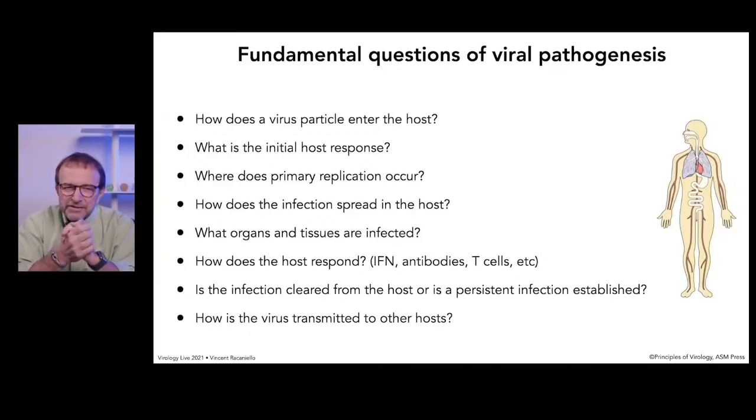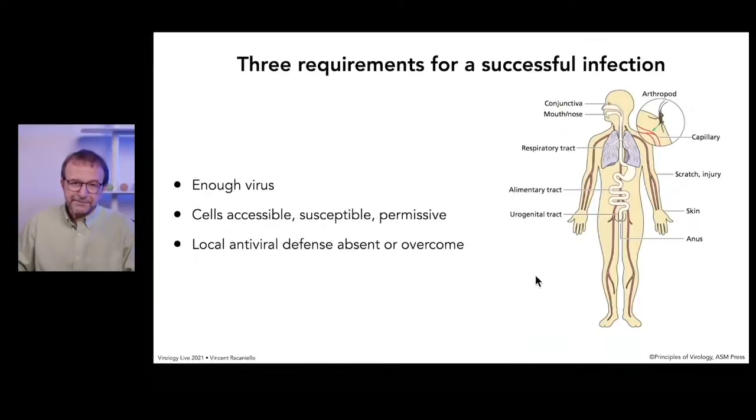All right, these are the questions that we ask when we study viral pathogenesis. How does the virus enter the host? Clearly. What's the initial host response? Where does the virus first reproduce? That is, where's primary replication? How does the virus spread? What organs and tissue are infected? How does the host respond in terms of antibodies, interferons, T cells, etc.? Is the infection cleared, or is a persistent infection established? We'll see many examples of that. And then how is the virus transmitted to other hosts? So we'll address some of these questions in this course.